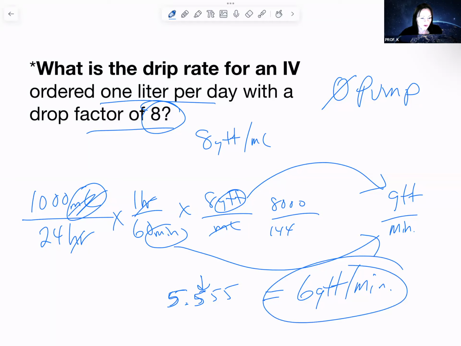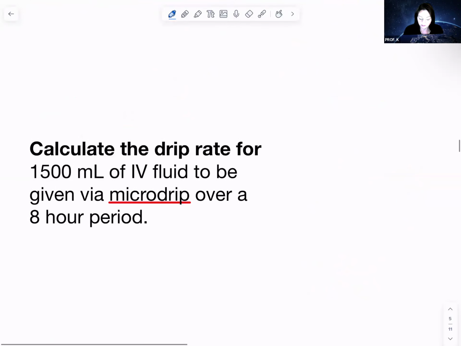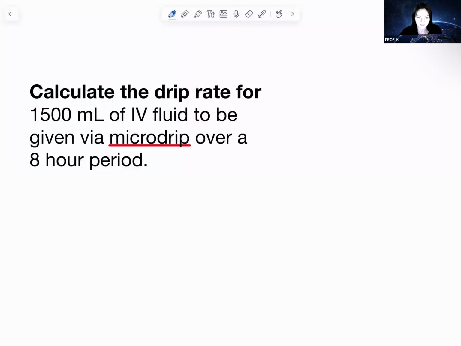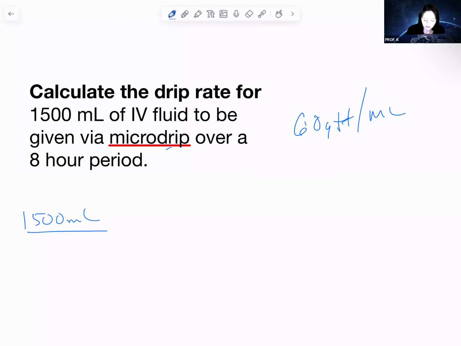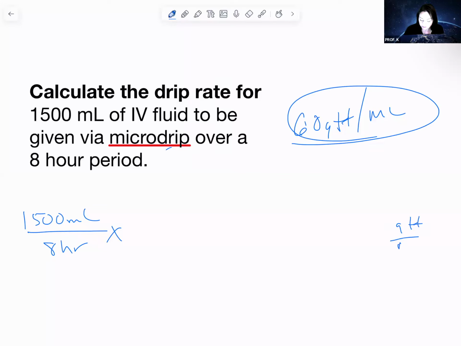Let me just see something. There's one more type you might come across, and I'd say it's this one. Solve for this. I think you guys are getting it. No pump in this question, and you've got to know what a micro drip is. Micro drip is always 60 drops per milliliter. Don't ask me why these companies do this to us, but they do. It's all right, we're nurses, we adapt. So 1,500 milliliters to be given micro drip over 8 hours, and a micro drip is 60 drops per milliliter. No pump, so drops per minute. Same thing, 1 hour is 60 minutes.